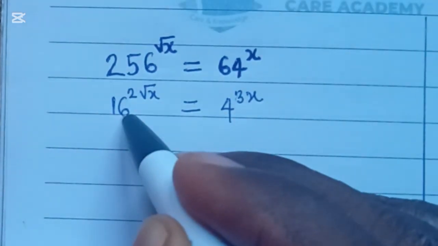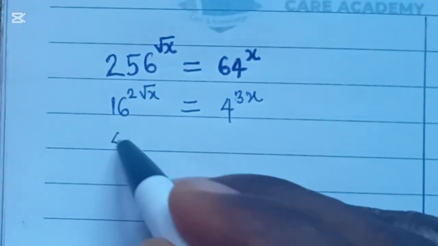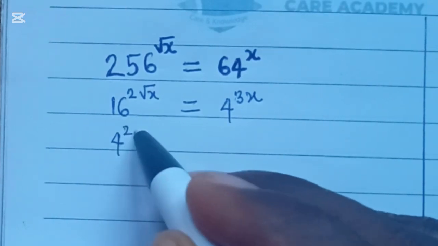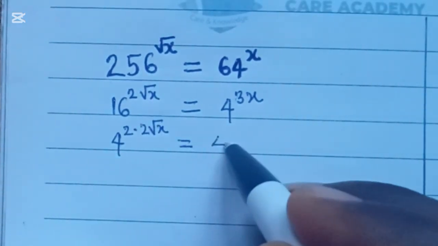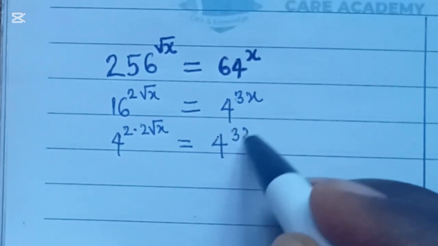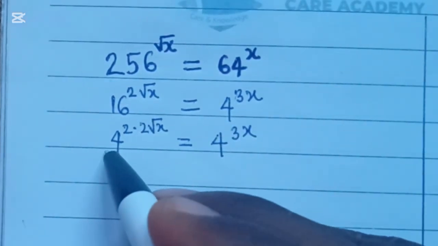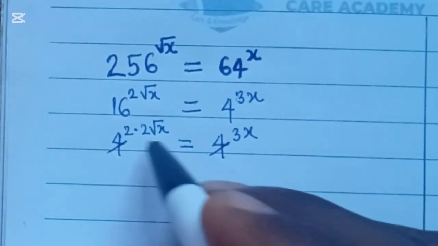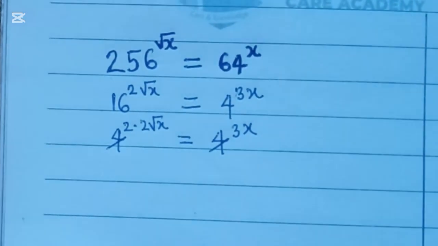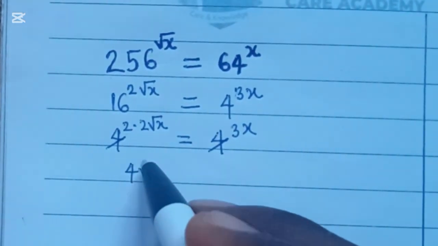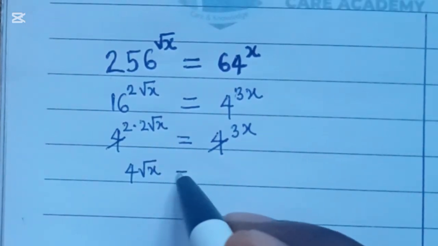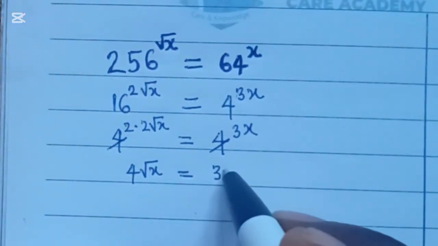Okay, so we can further break this down to 4 to the power of 2 times 2 times the square root of x, and then on the right hand side we have 4 to the power of 3x. So you can see that 4 can cancel out 4 and we can equate the powers, and so we have 2 times 2, which gives us 4, then the square root of x, is equal to 3x.